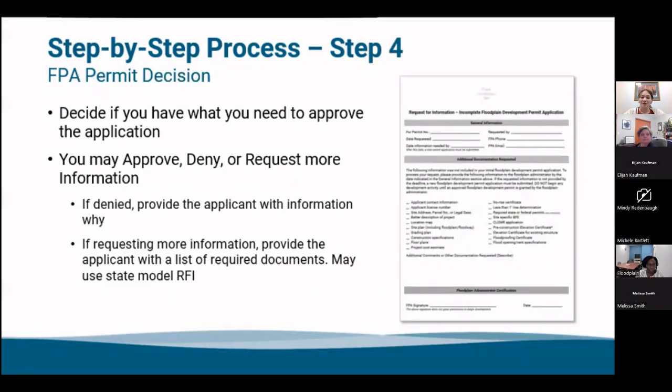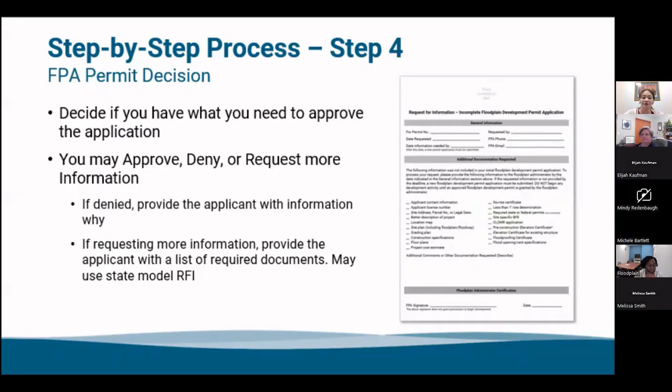So step 4, the FPA permit decision. Decide if you have what you need to approve the application. You may approve, deny, or request more information. If denied, you'll want to provide the applicant with information as to why or what's wrong with their proposed plan.